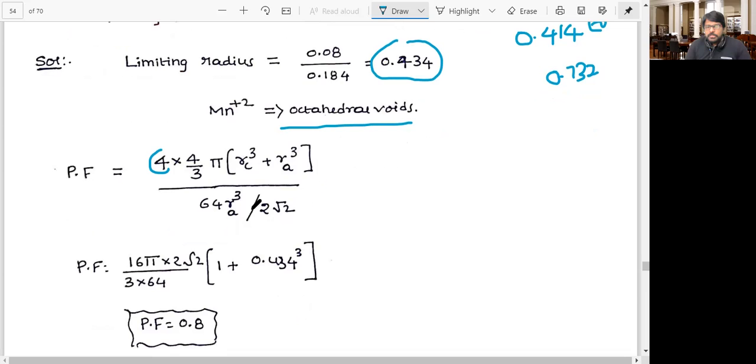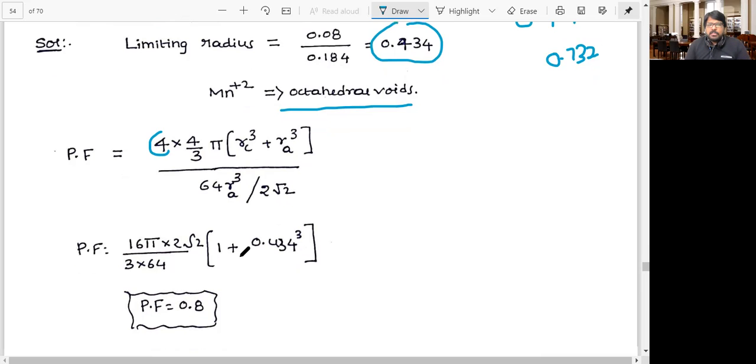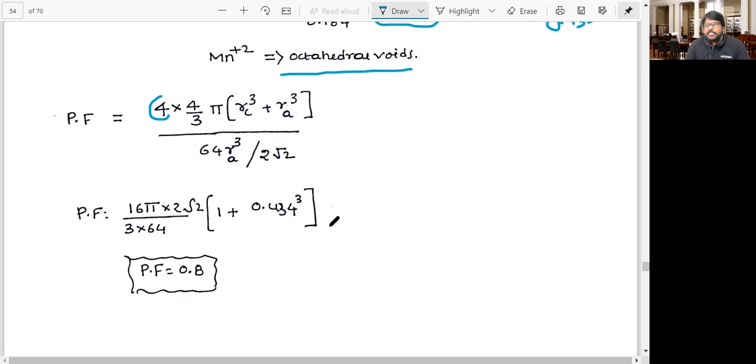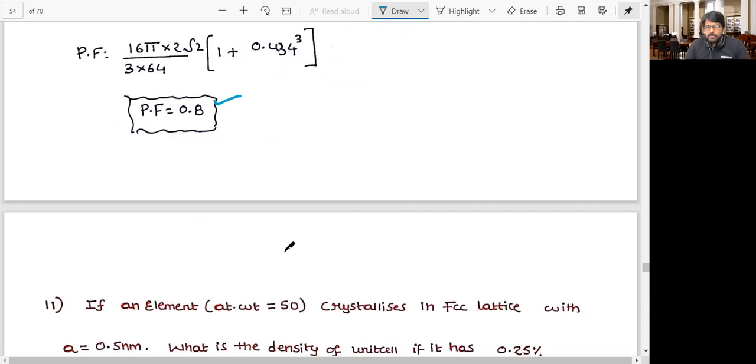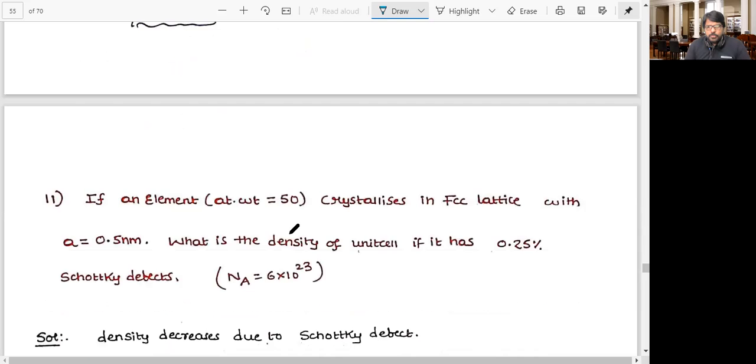And from that you can find the edge length and then the volume, and ultimately you'll be getting the packing fraction 0.8. So here this is one question, and next one.